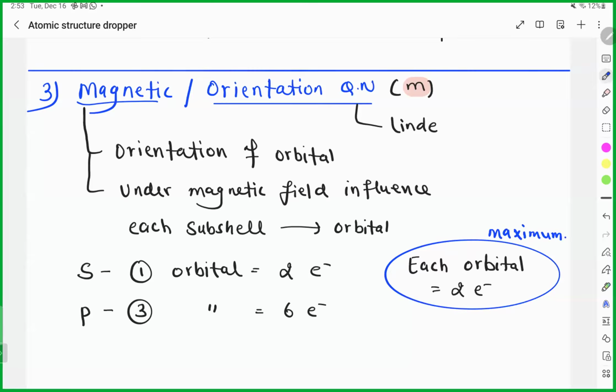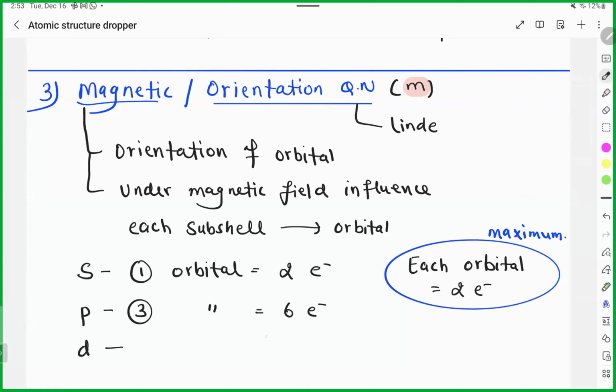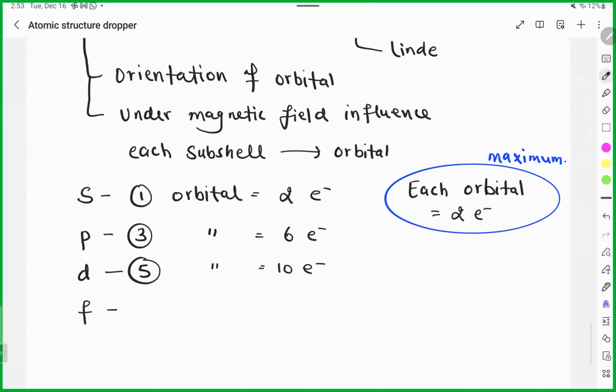If 6, 3. Barinder, if we have D subshell where we know we have 10 electrons, what will be the number of orbitals? 5. Sarah, if we have F subshell and there are 14 electrons, what will be the number of orbitals? 7.